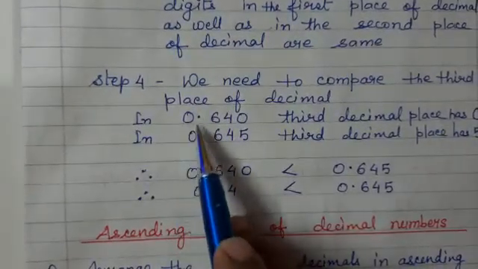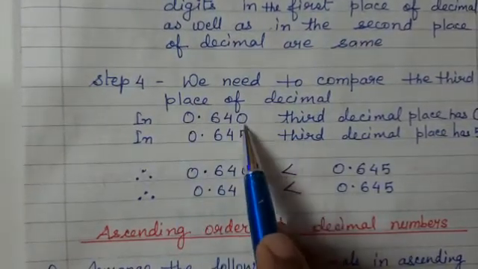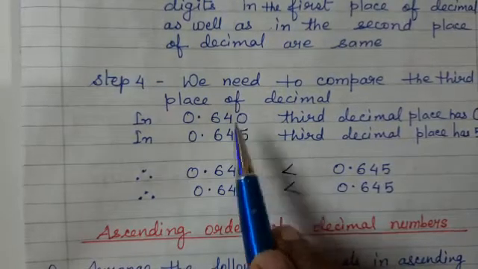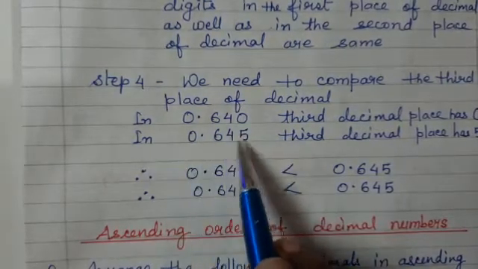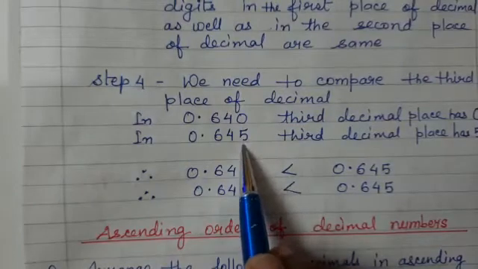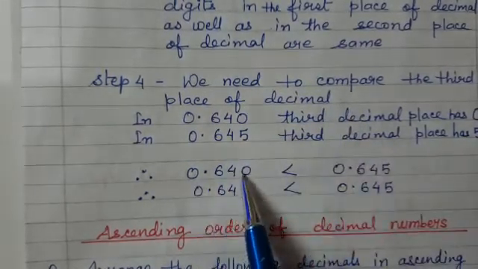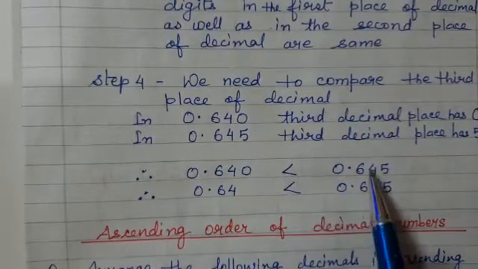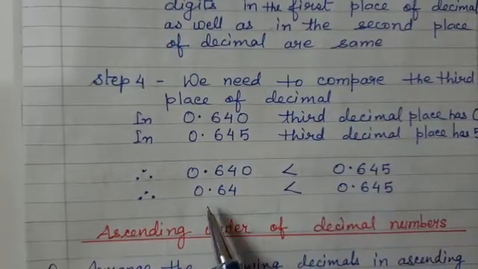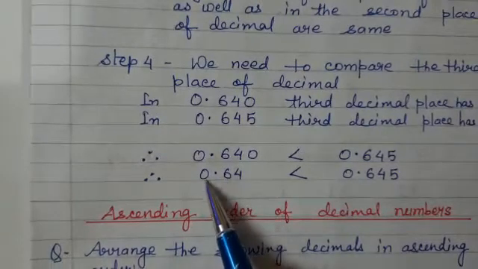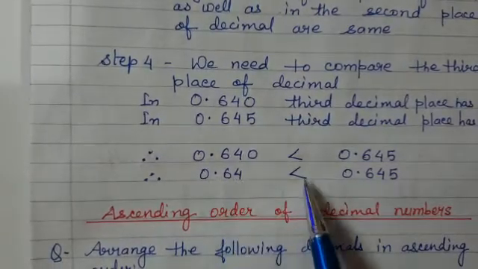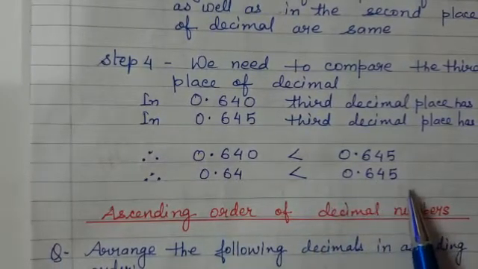Here in 0.640, the digit in the third decimal place is 0. And in the second number 0.645, the digit in the third decimal place is 5. So we can say that 0.640 is lesser than 0.645. Finally, we can conclude the answer: 0.64 is lesser than 0.645.